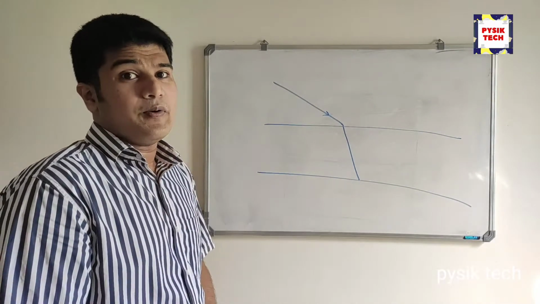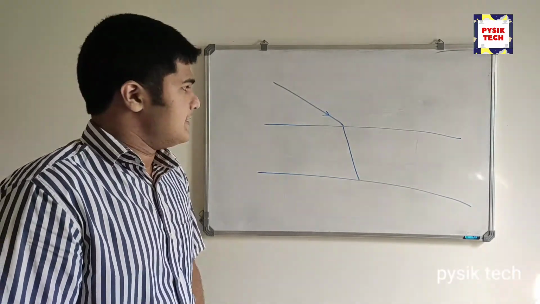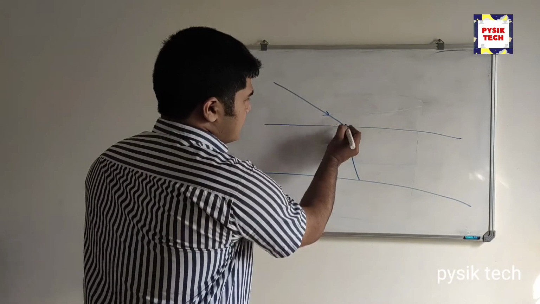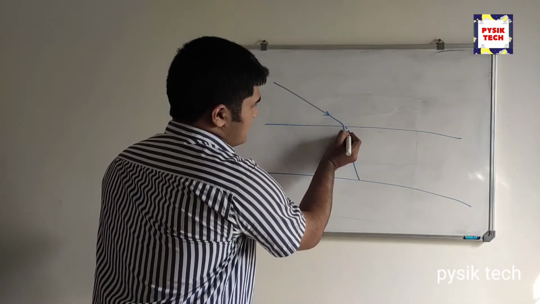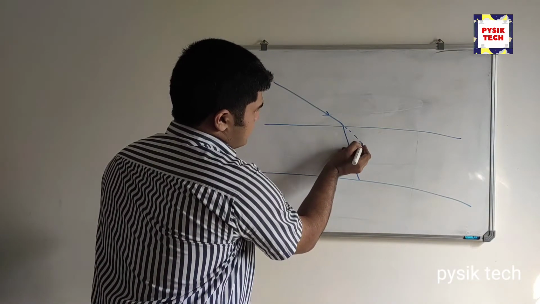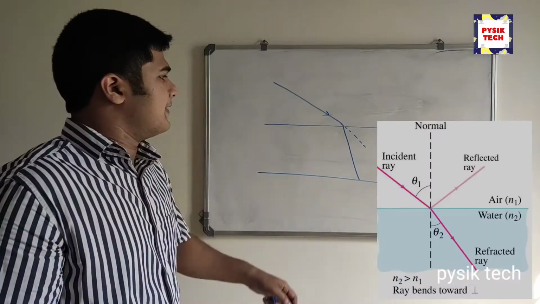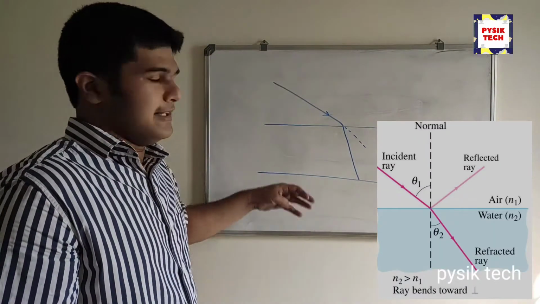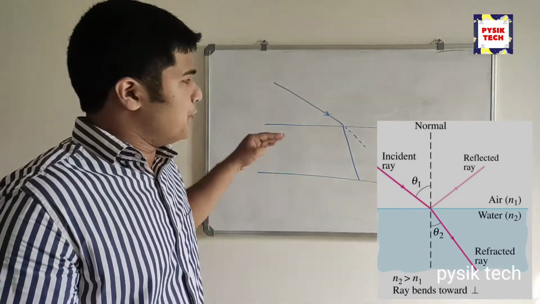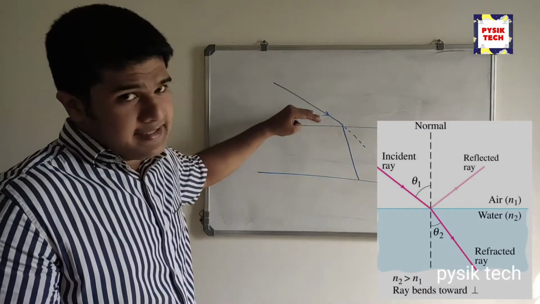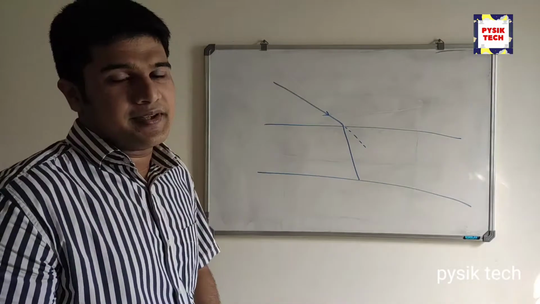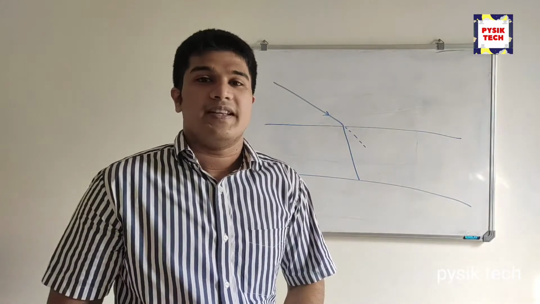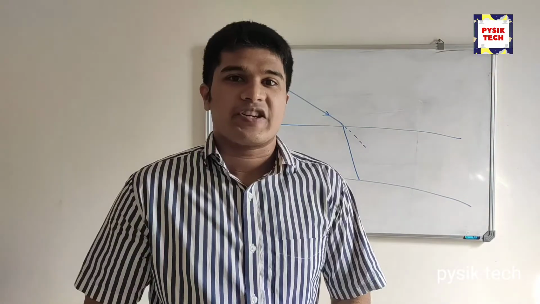If there is no water, what will happen? The actual path is like this. But in the presence of a water medium, the light will bend. This phenomenon is known as refraction of light.